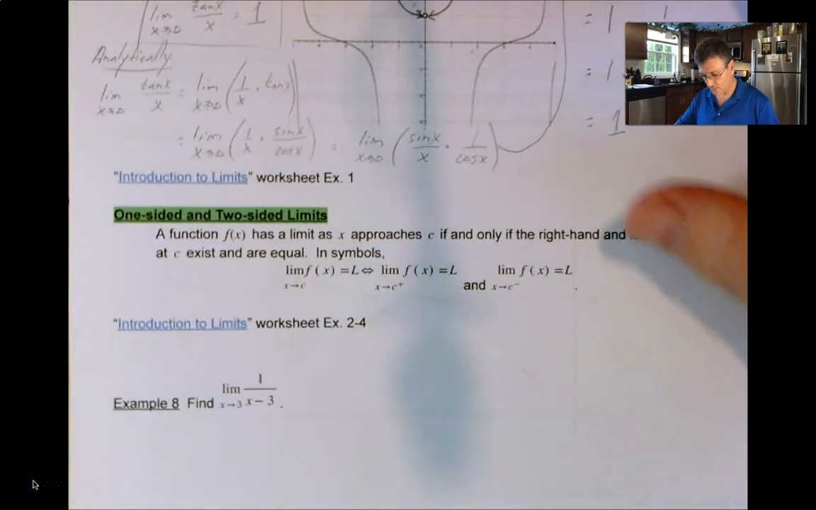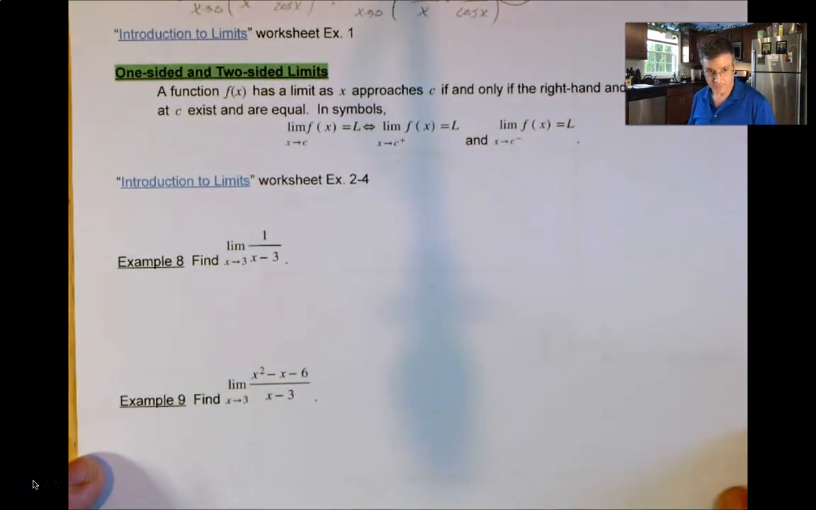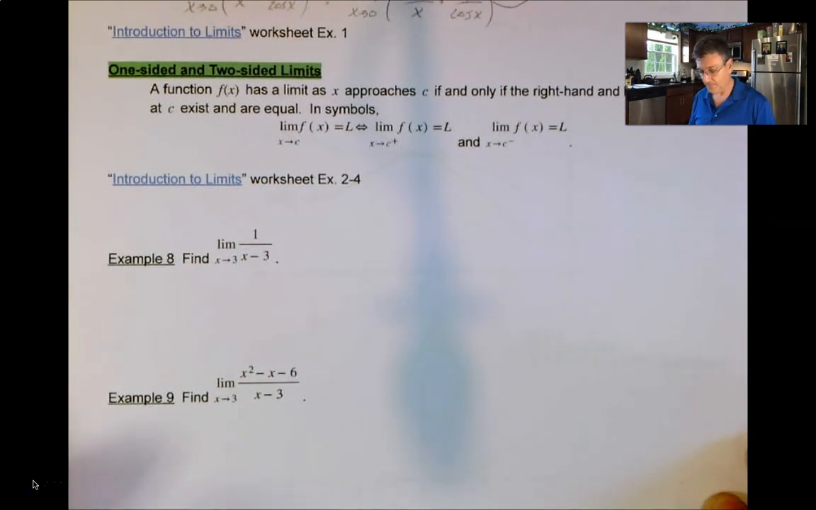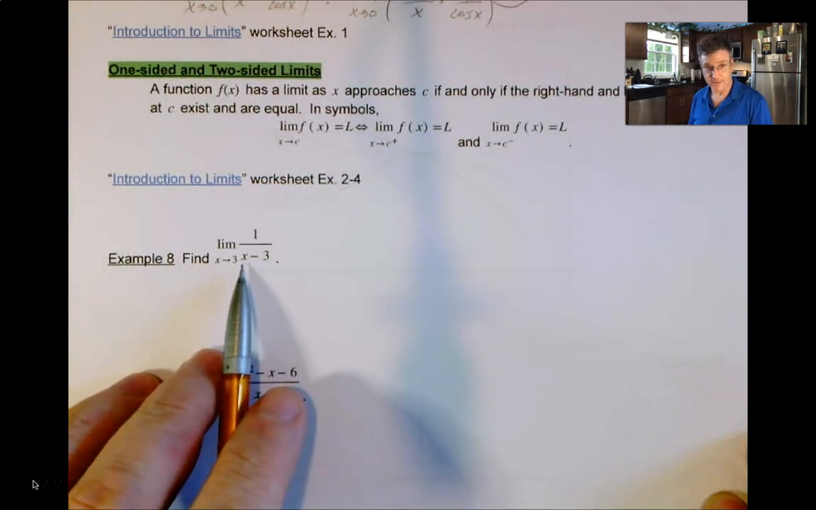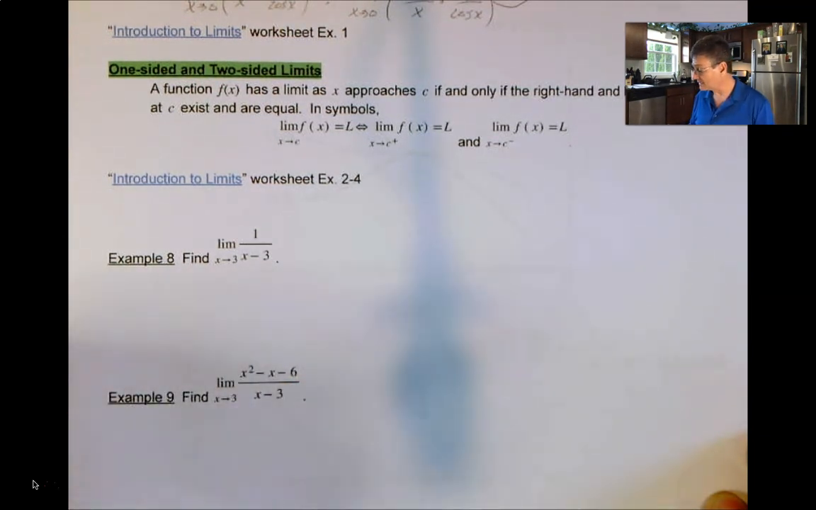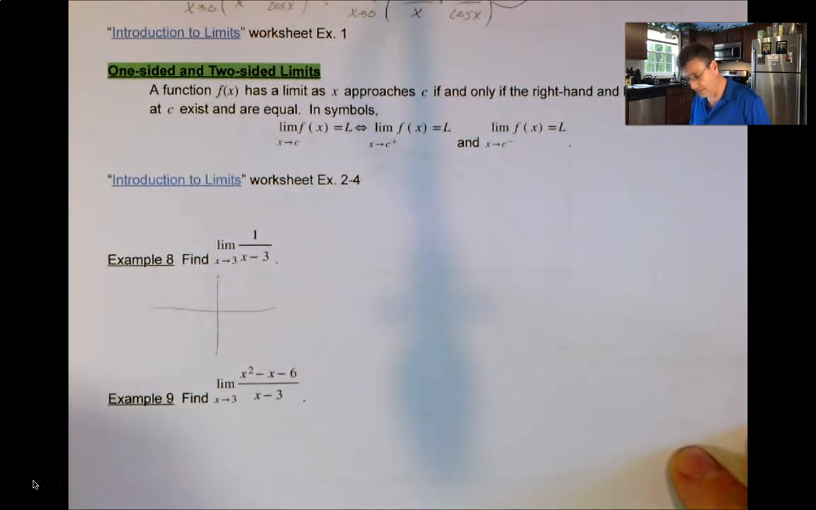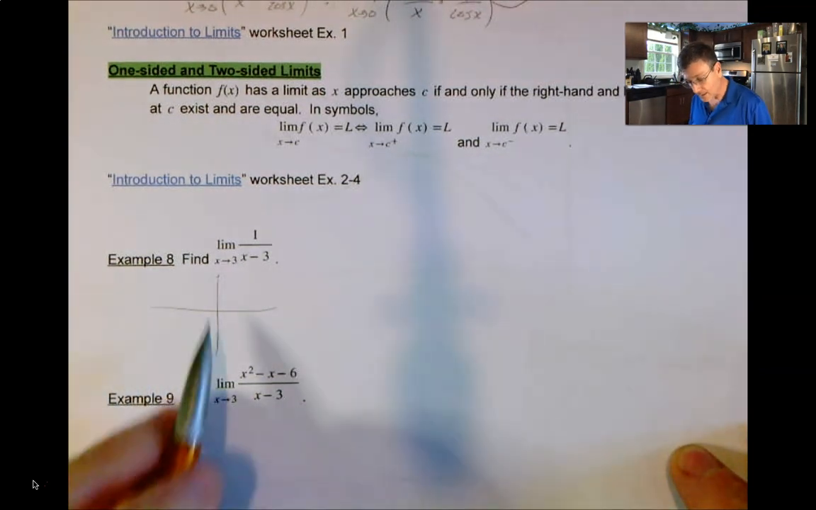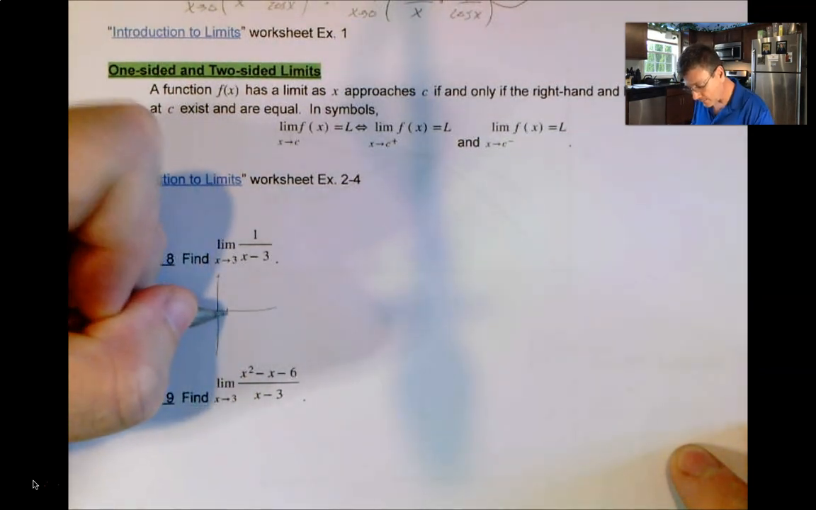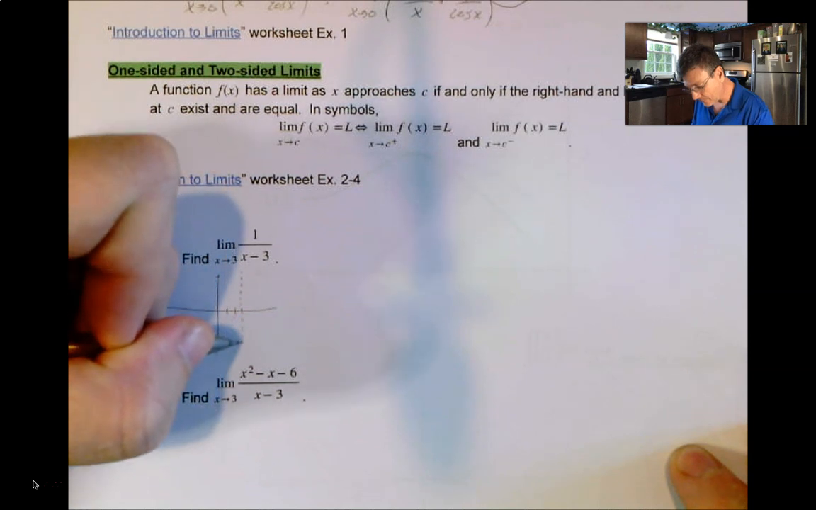All right, let's take a look at example 8. Find the limit as x approaches 3 of the function 1 over x minus 3. Well, I can't do direct substitution because I'm going to get a 0 in the denominator. So let's take a look at the graph of what this looks like. At 3, 1, 2, 3, we have an asymptote.